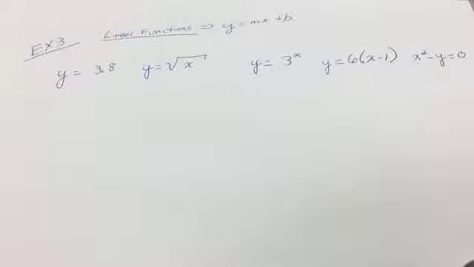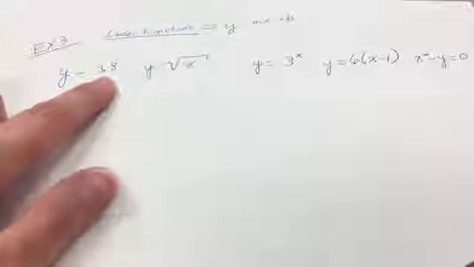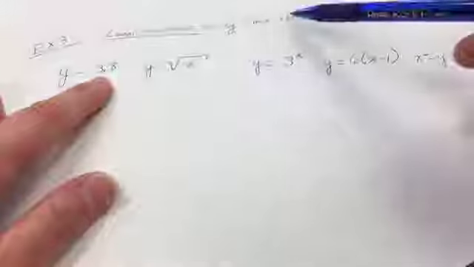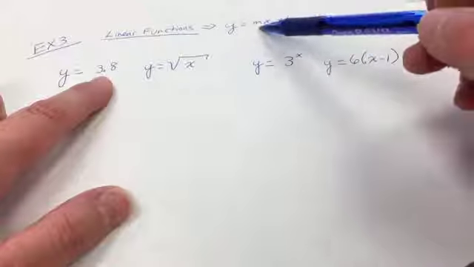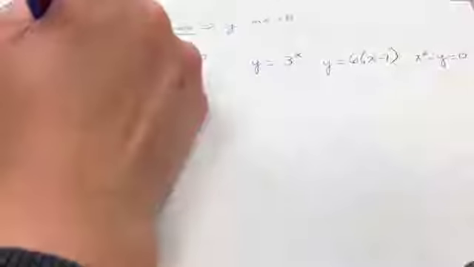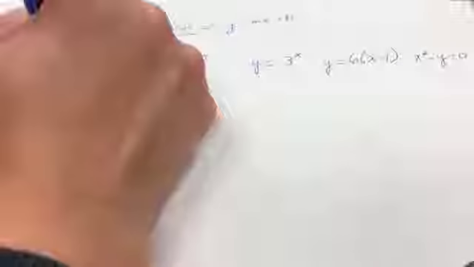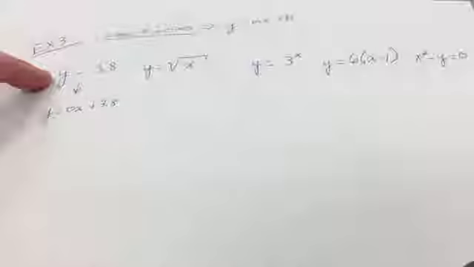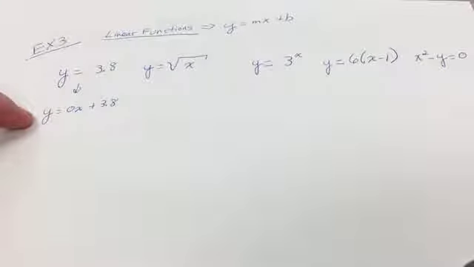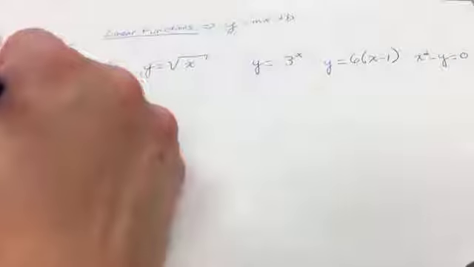In these problems, y equals 3.8. Now this has an x, you just don't see it. The coefficient of the x term in this example is 0. So I could rewrite this as y equals 0x plus 3.8. So can this equation be written in the form of y equals mx plus b? The answer is yes. And since that's true, this is a linear function.